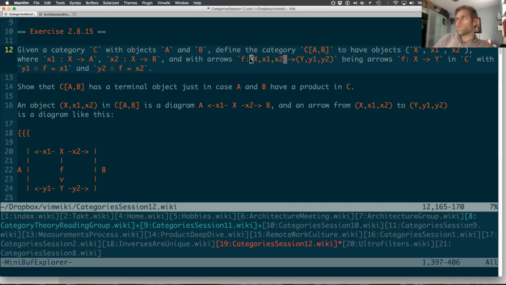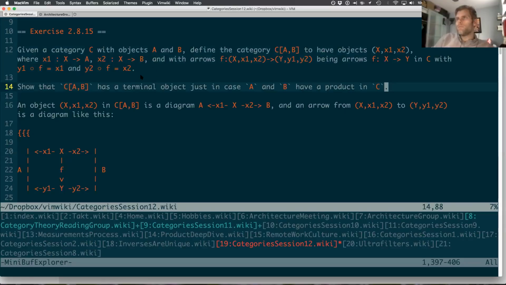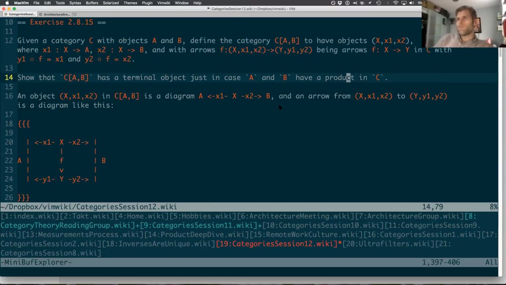And then it has arrows between these triplets, X with X1, X2, and Y with Y1, Y2, where there are arrows in the underlying category C from X to Y, such that Y1 composed with f is X1 and Y2 composed with f is X2. And then we have to show that C sub AB has a terminal object just in case A and B have a product in C. Right, so it's easy to reason through this with diagrams.